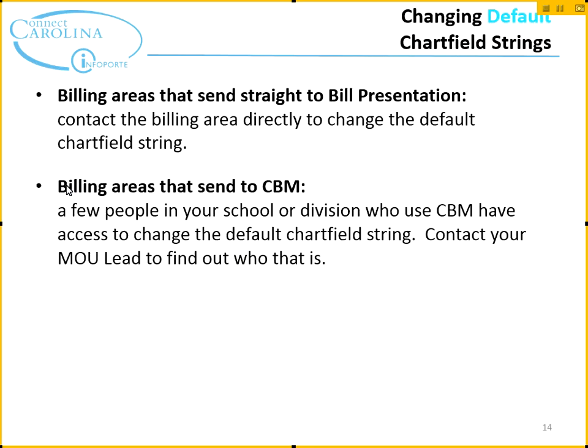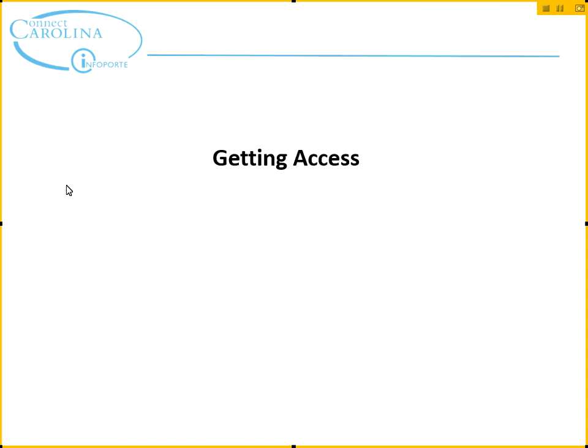Okay, so we also had a lot of questions on how to change your default chart field string, and there are two different ways. With bill presentation, you have to contact that billing area directly, and I will show you how to find out the billing area contact. For CBM, there are a few people in your school who have access to change that default chart field string. And you can contact your MOU lead to find out who those people are. And I will also show you how to find your MOU lead in a little bit.